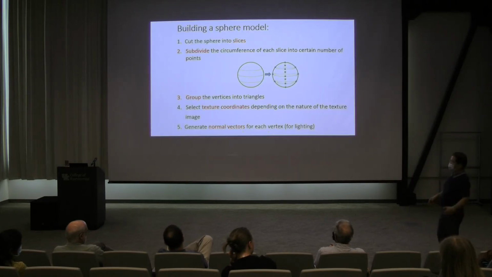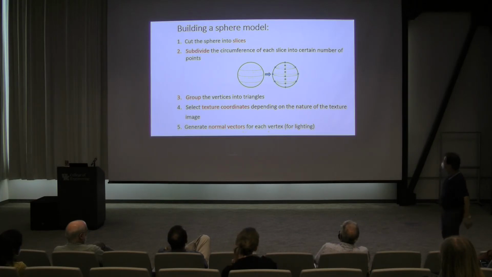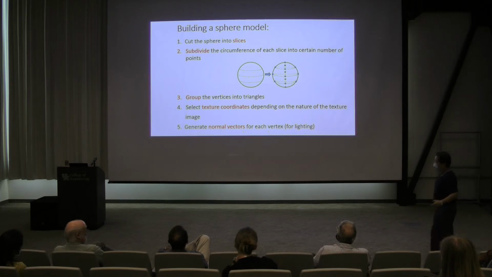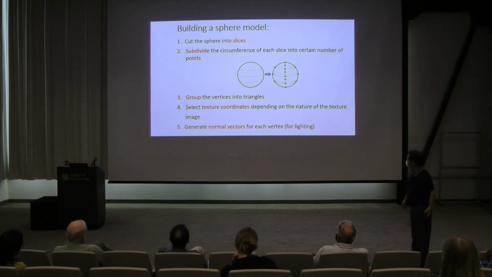So what we'll do is we will cut the sphere into slices. Okay? For instance, you cut the sphere into 4 slices. Okay? And each slice here has 2 circumferences. Okay? And each circumference, of course, has a different radius. Okay?